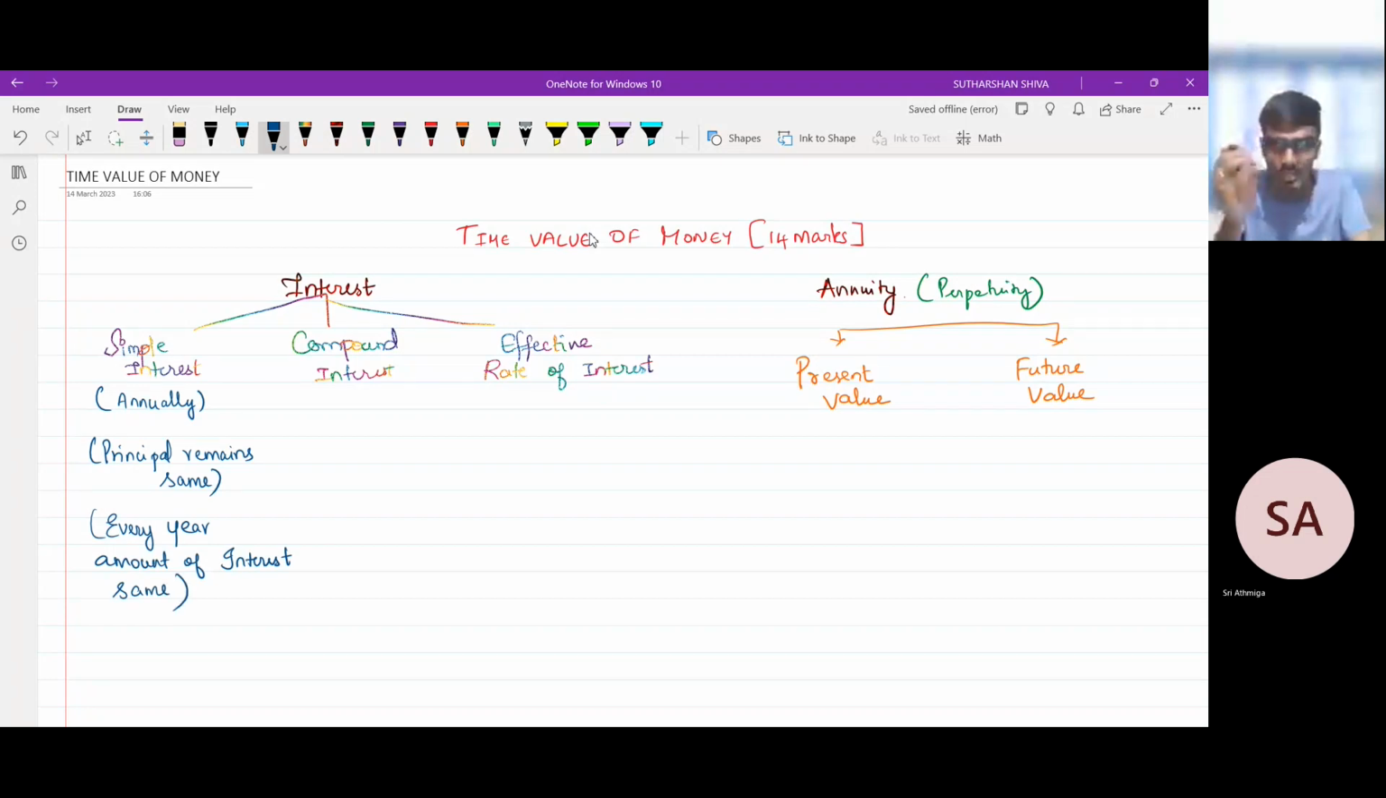Interest is further divided into three: simple interest, compound interest, effective rate of interest. Annuity is further divided into present value and future value. What are the characteristics of simple interest? Interest is calculated annually, principal remains the same, and every year the amount of interest remains the same. This is regarding simple interest in the time value of money chapter.